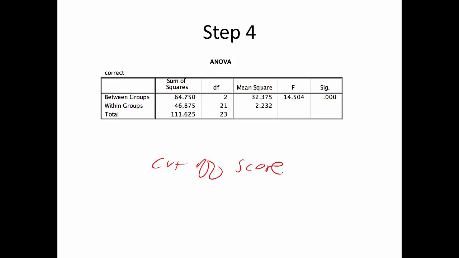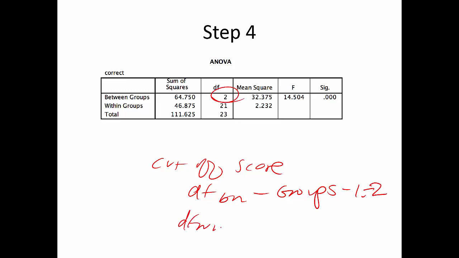Okay. All right, so for our cutoff score, we need our degrees of freedom between. That's groups minus 1, and that's 2. That's here. And our degrees of freedom within, which is n minus 1 plus n minus 1 plus n minus 1. And that's 21 in this example, so here, not 23. Ignore that, right? So we're going to do 2 and 21.